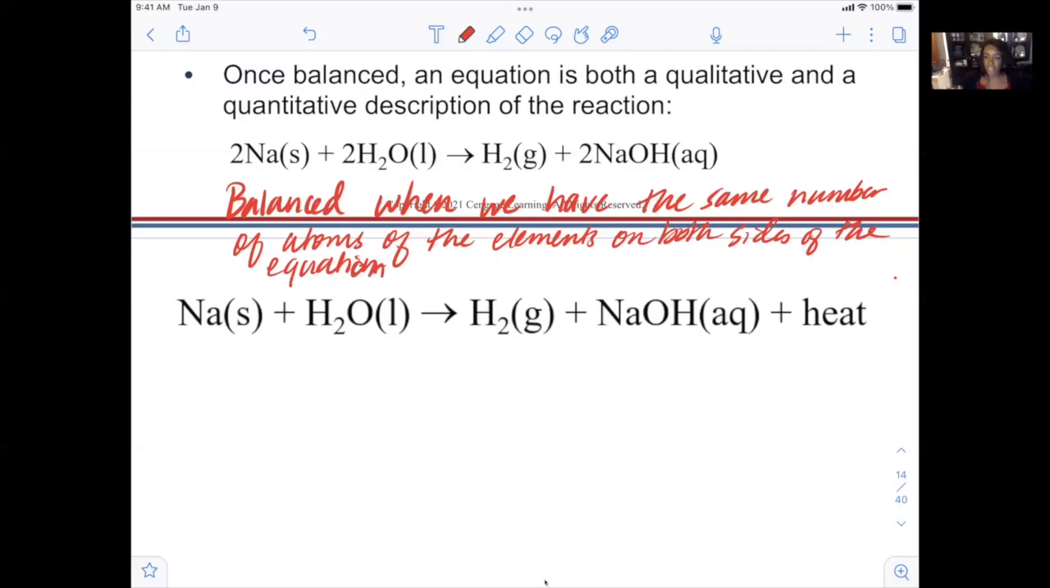So let's focus on balancing first, and then I'll try to talk about the type of reaction we're looking at. Our goal is to make sure the reactant side has the same element types as it has on the product side. So the number of atoms has to be the same. I don't mean the chemical formula, just the number of atoms.